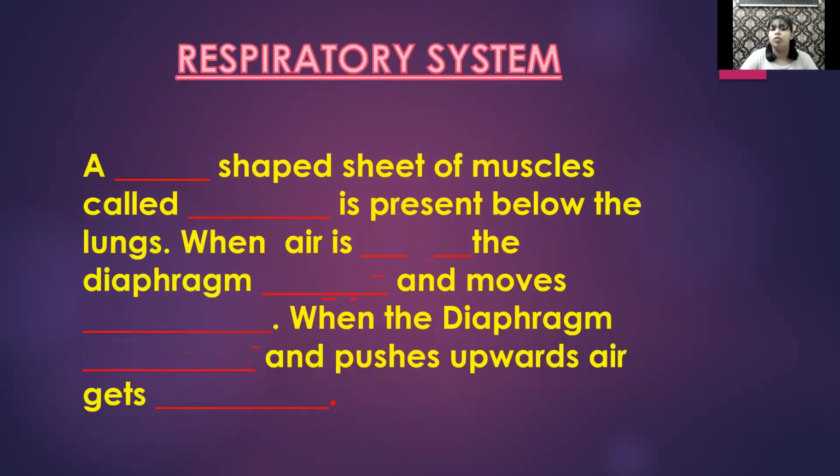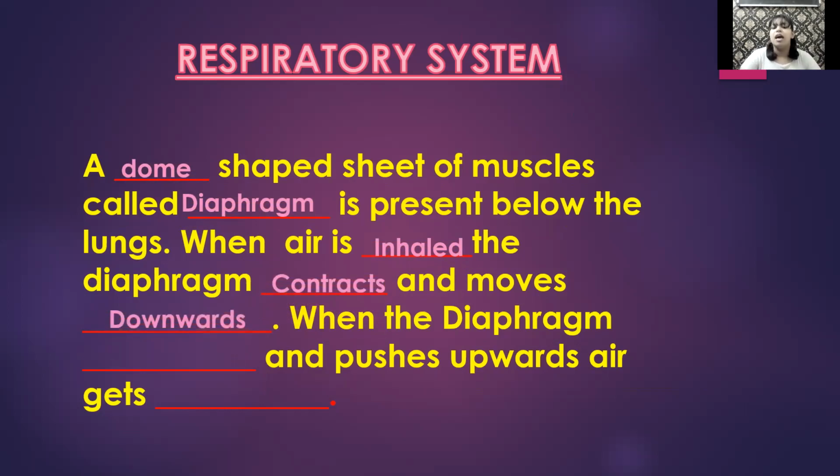Now we're moving on. A dome-shaped sheet of muscles called the diaphragm is present below the lungs. When the air is inhaled, the diaphragm contracts and moves downwards. And when the diaphragm relaxes, it expands and pushes upward, and the air gets exhaled.